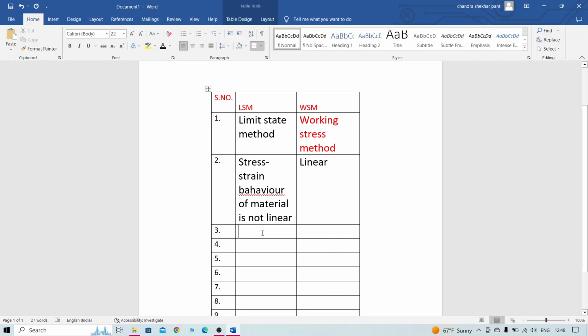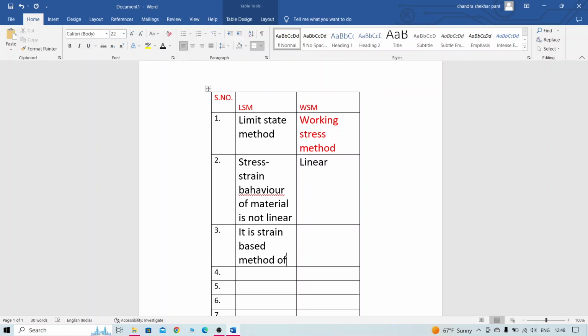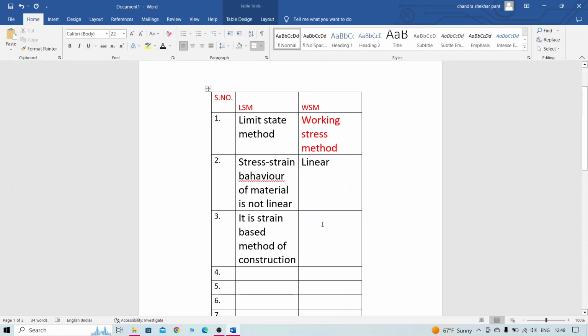The second point. The third point: as it is not linear in LSM, and is linear in WSM, we can say that LSM is a strain-based method of construction. As the material is being strained up to its limit, it is a strain-based method of construction, whereas WSM is stress-based construction.